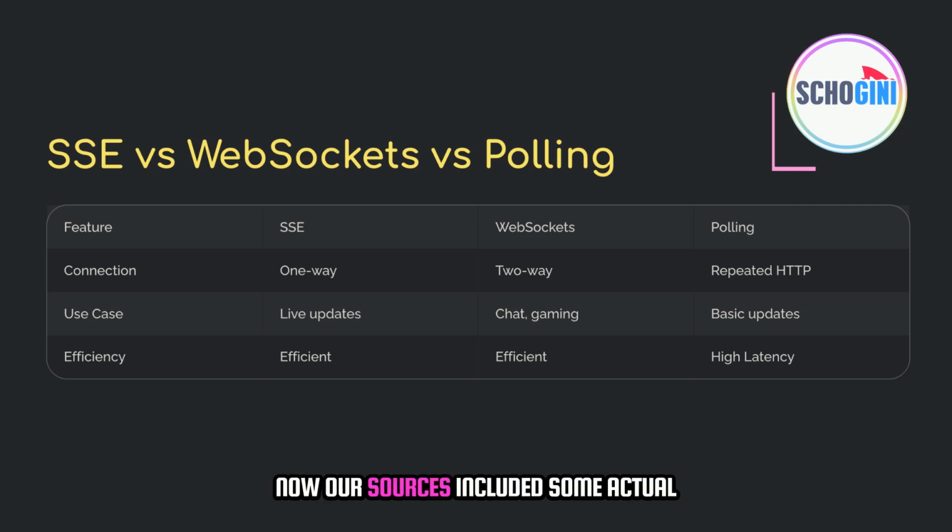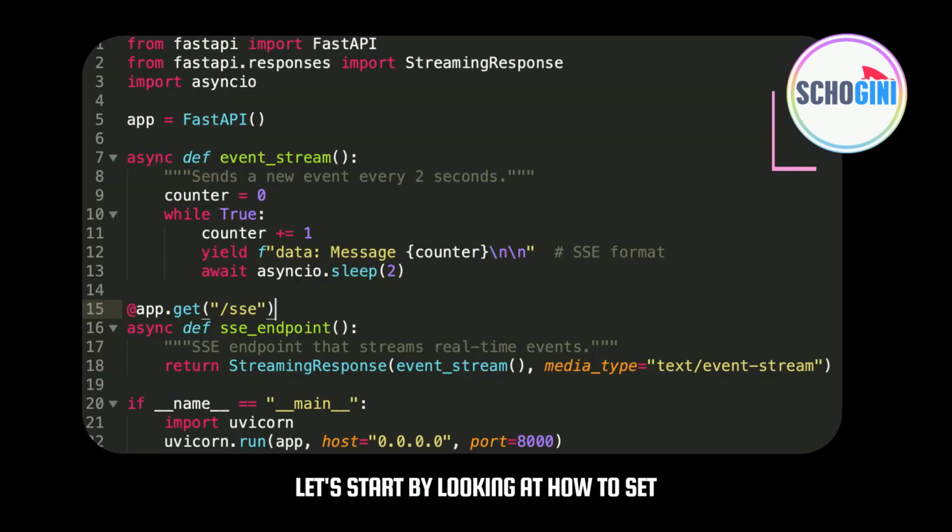Got it. Now, our sources included some actual Python code examples, which is fantastic. Yeah. Let's start by looking at how to set up a basic SSE server using FastAPI. Where do we even begin?